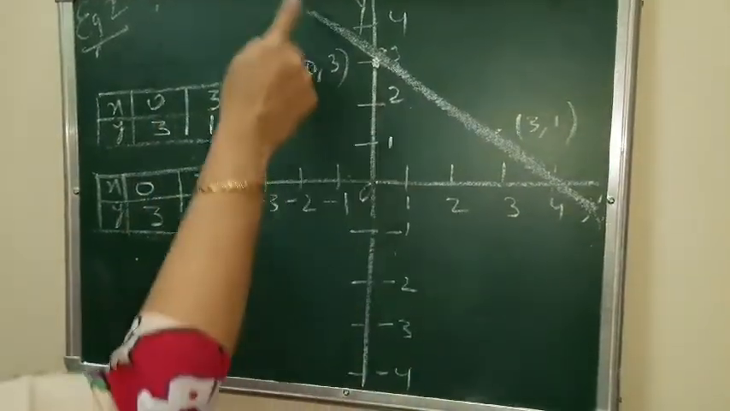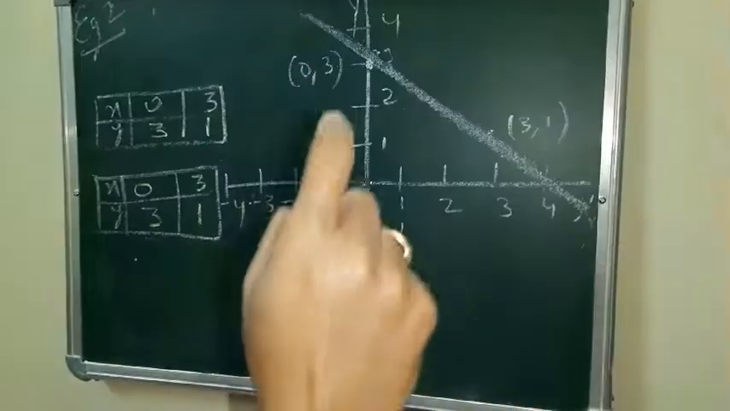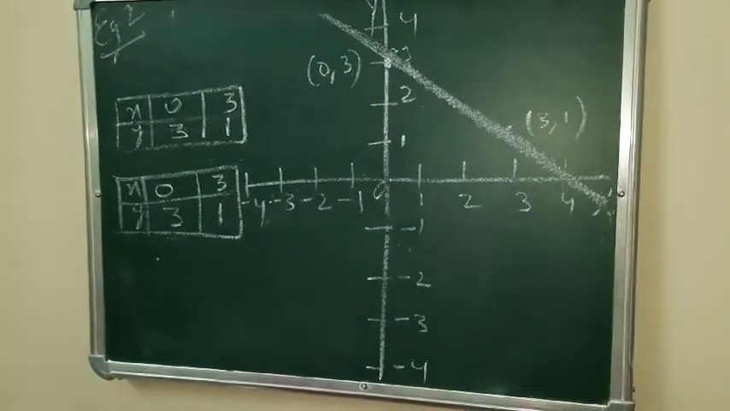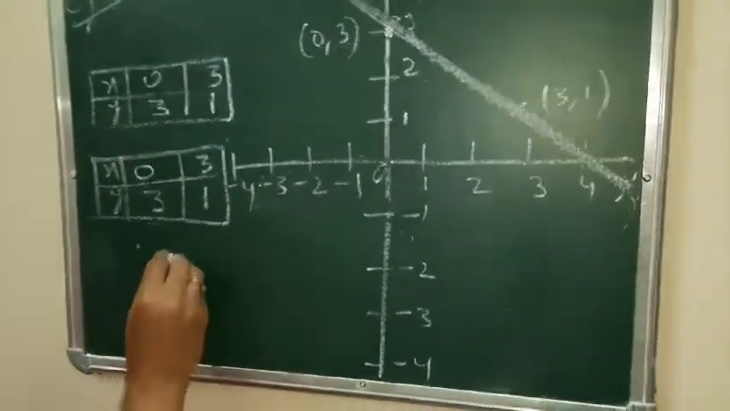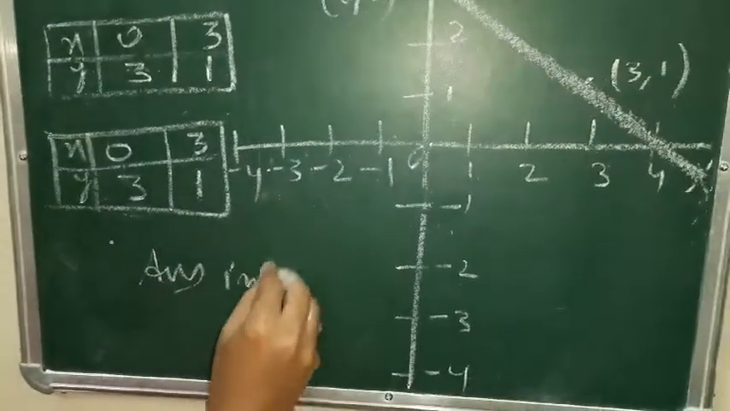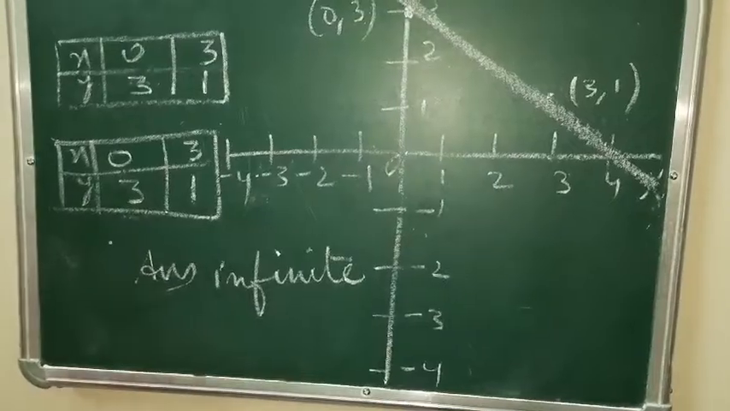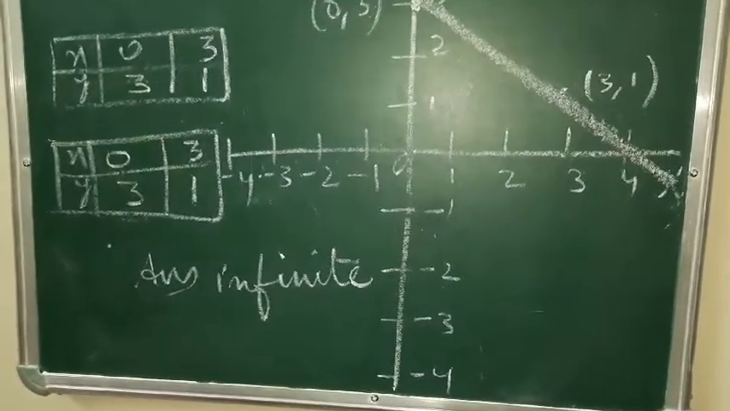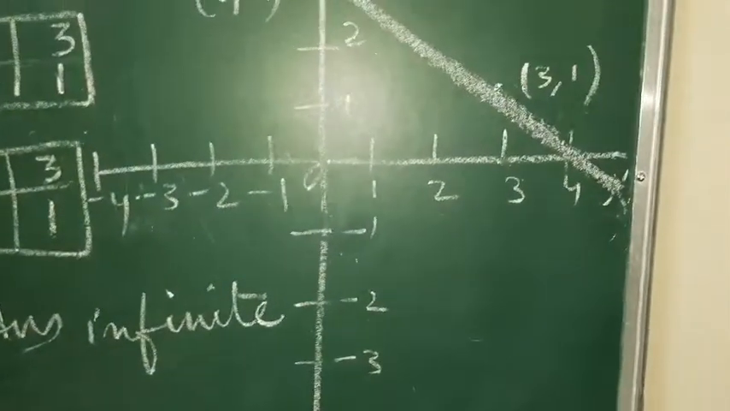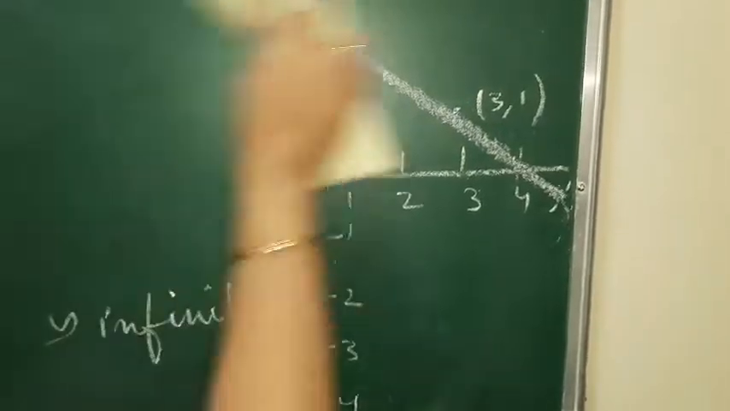As the lines are coinciding, there can be infinite points on this line. Infinite solutions can be there on the line. So the answer will be infinite. So whenever your lines coincide, your answer will be infinite. Let's move on to the last example. Example number 3.